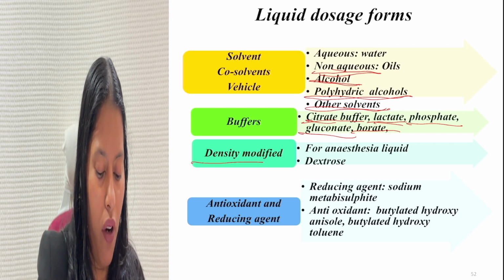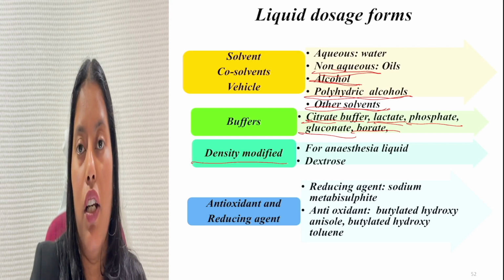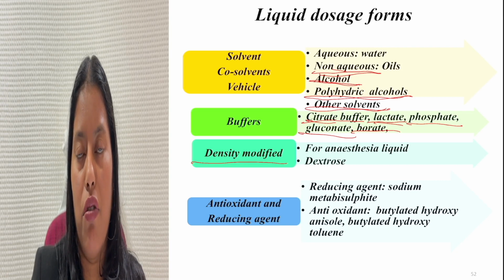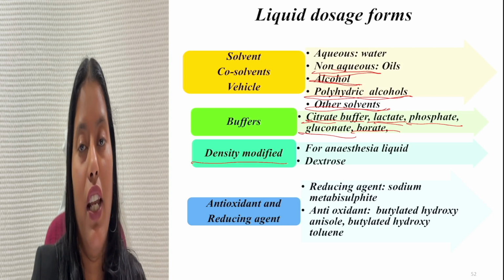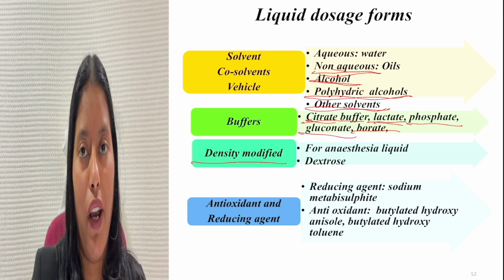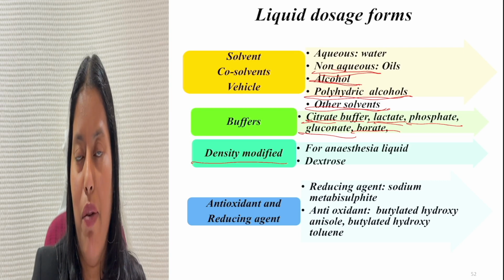You have density modifiers. So, when you prepare formulation as an injectable, the formulation should have same density as compared to your body fluid. Various anesthetic formulations, when you prepare, they are introduced into your spinal fluid and they should have same density as spinal fluid.